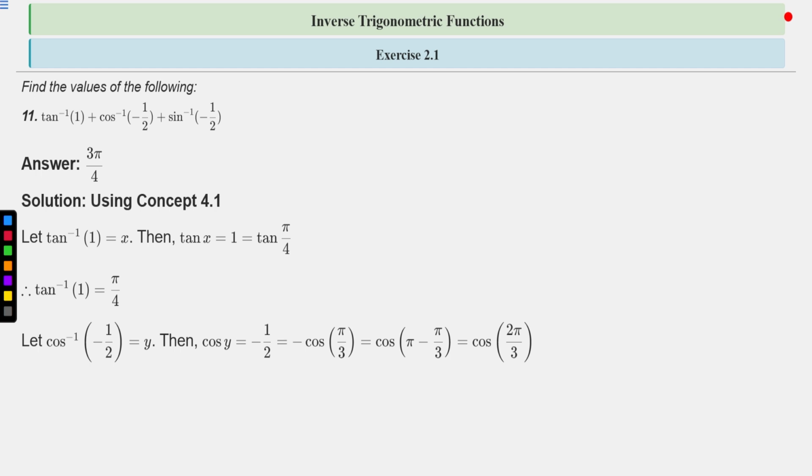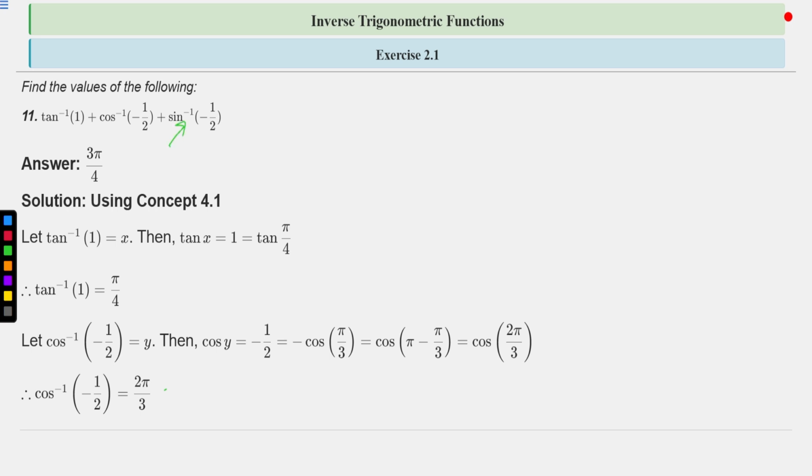Now for the second expression, let us take cos inverse minus 1 by 2 is equal to y. Then cos y will be equal to minus 1 by 2, right? Now again, minus 1 by 2 we can write as minus of cos pi by 3. Now we know that minus of cos theta is equal to cos of pi minus theta. Clear? So minus of cos pi by 3 we can write as cos of pi minus pi by 3, which will be equal to cos of 2 pi by 3, right? Clear? Therefore cos inverse minus 1 by 2 will be equal to 2 pi by 3.